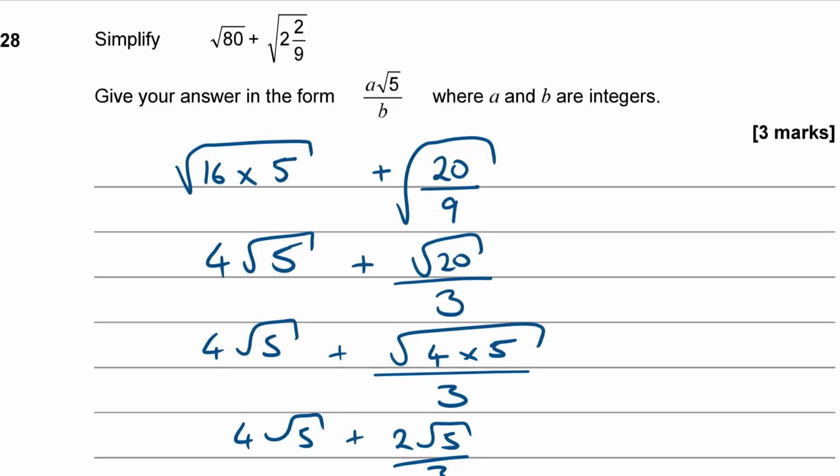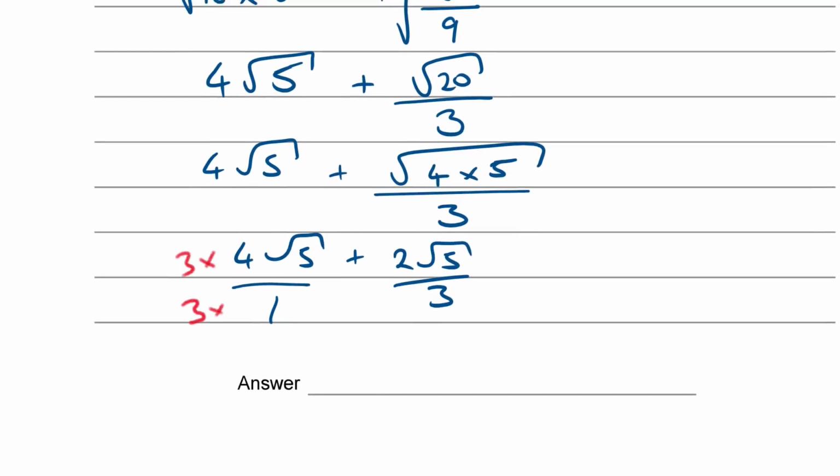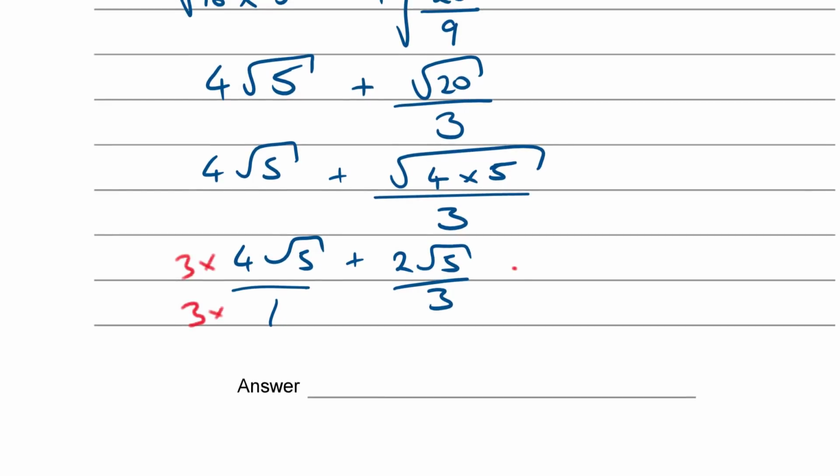Okay, so we're almost there. So what can we do about this fraction on the left? If I want to put this over a common denominator, if I take 4, if I multiply top and bottom by 3, it's 4 over 1 at the moment. So if I multiply it by 3, then I'm going to get 12 root 5 over 3. So that is equal to 12 root 5 over 3 plus 2 root 5 over 3.